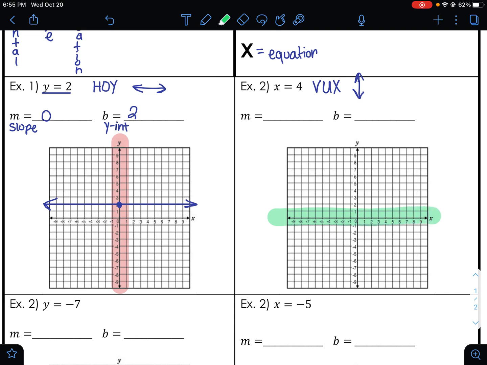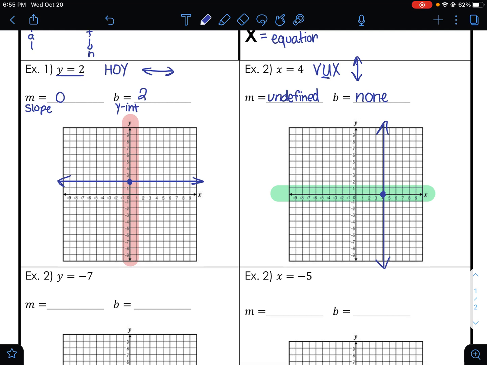So here is my X-axis, and it needs to be going through at positive 4, so it's going to look something like this. Again, crossing the X-axis at 4. So I know my slope because of VUX is undefined, and my y-intercept, I notice it is not crossing the y-axis at all, so I do not have a y-intercept for this one.